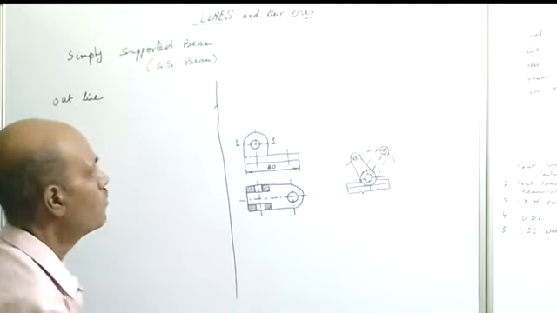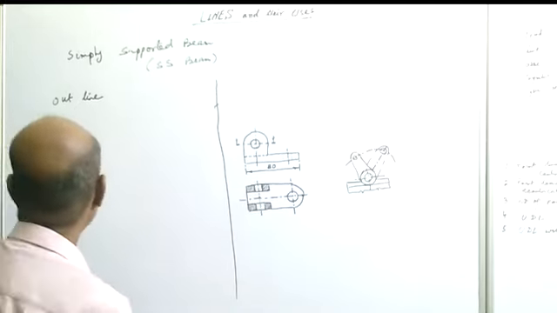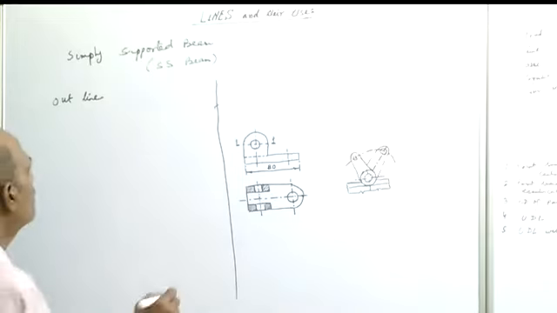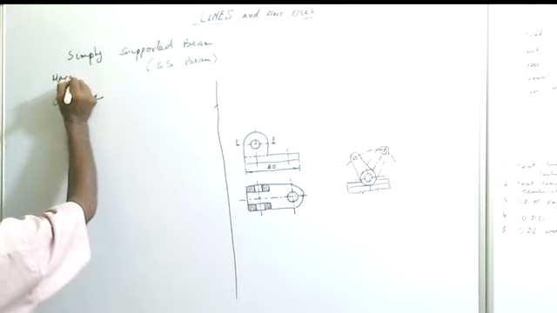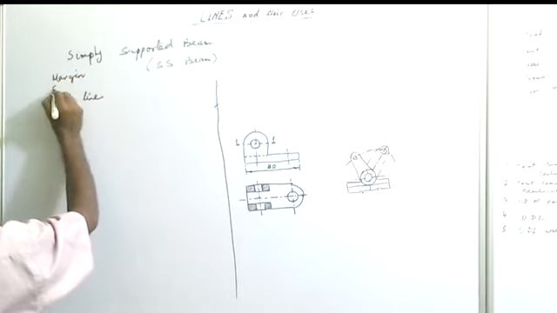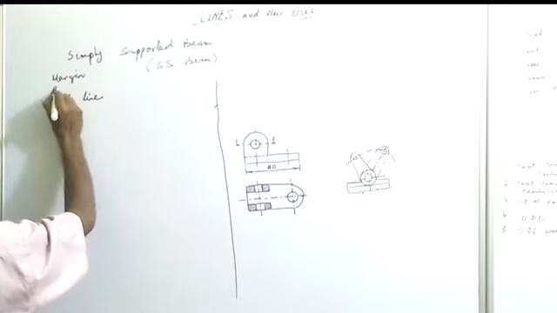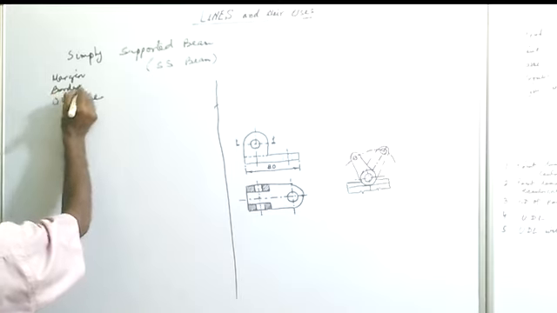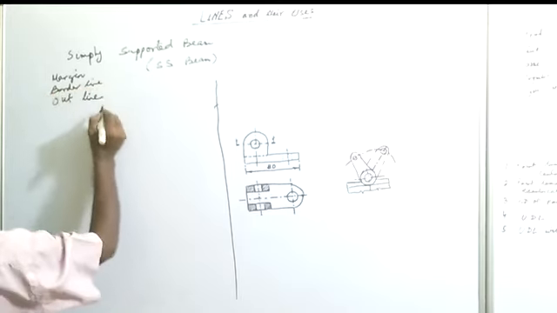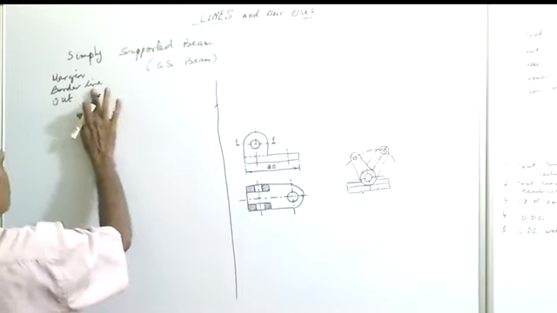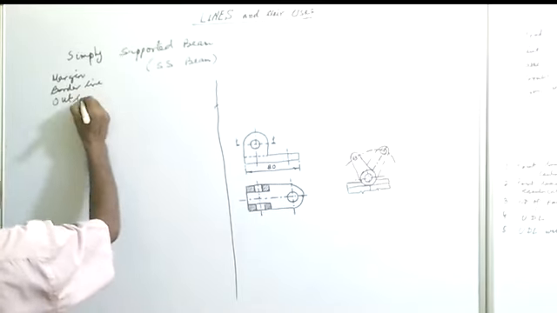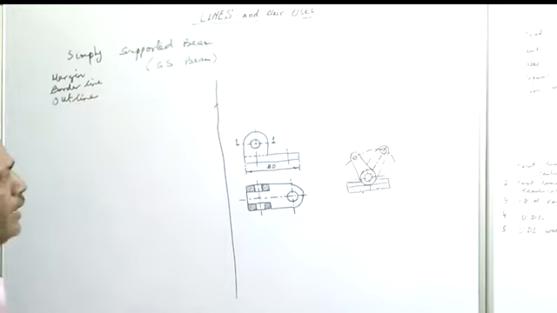So first one, the third kind of line. We have got the margin, then we have got the border line, then we have got the outline. Outline. Okay, next we will see the dimension line.